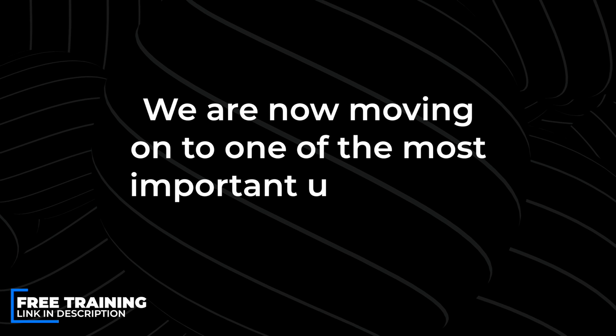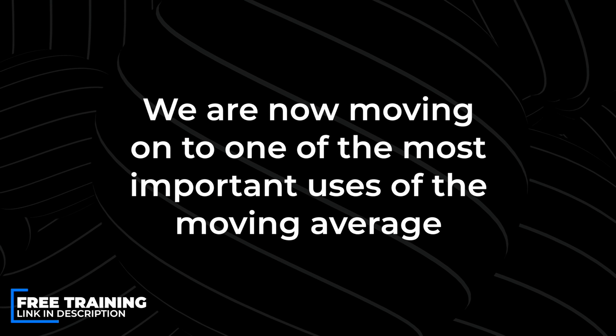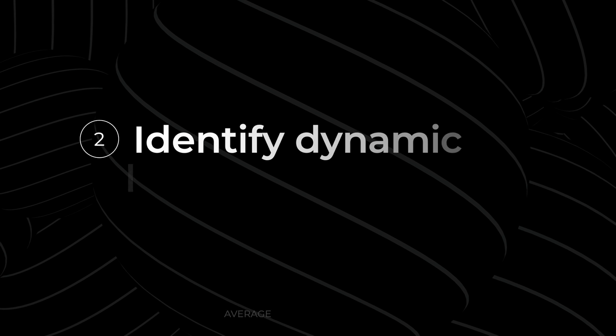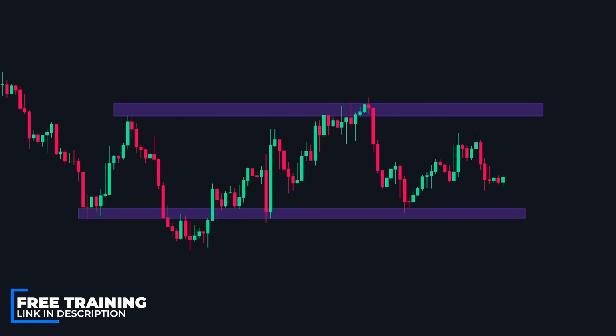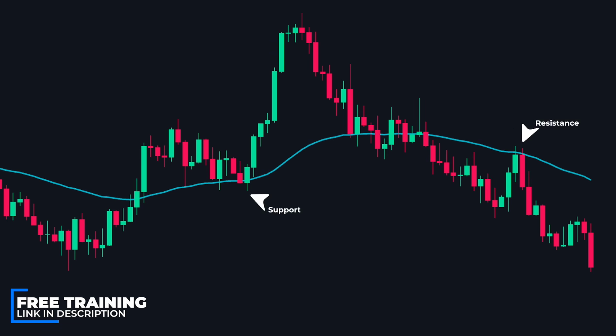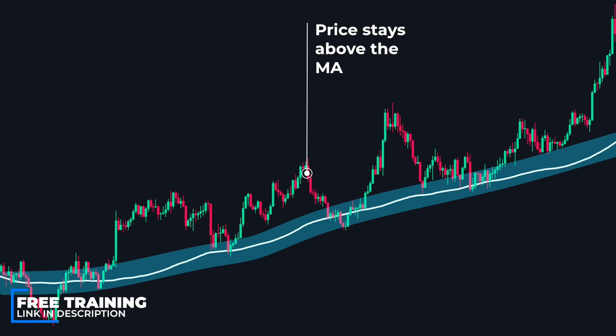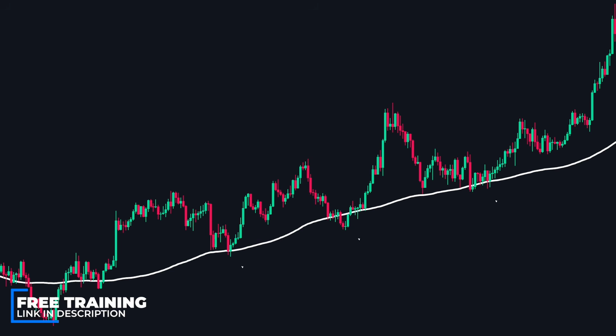We are now moving on to one of the most important uses of the moving average: identifying dynamic levels of support and resistance. When we talk about support and resistance, we talk about a fixed price level where the price is expected to reverse. However, the moving averages can act as a dynamic level of support and resistance. In an uptrend, we see that the price stays above the moving average. Now, whenever the price returns to the moving average, the price finds support. So we can look for buying opportunities near the moving average in an uptrend.